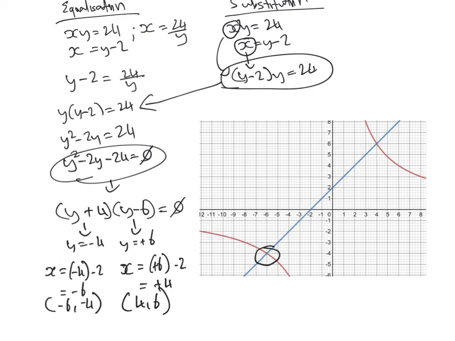Well, there's negative 4, negative 6. Negative 6, negative 4, which is that one. And here is 4, 6, which is that one. So yeah, we've used Desmos to prove that our algebra was correct.